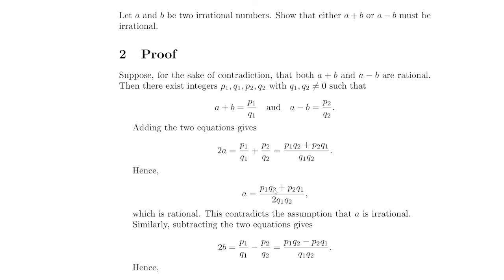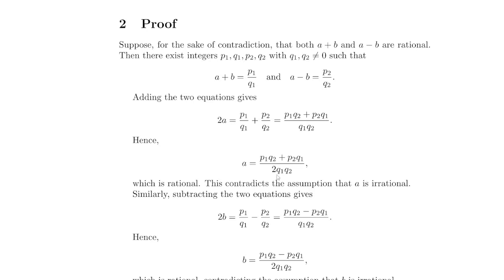Recall that this is just a fraction of integers. So you have an integer on the top, an integer on the bottom. That means that a is a rational number, which contradicts the assumption that a is irrational.